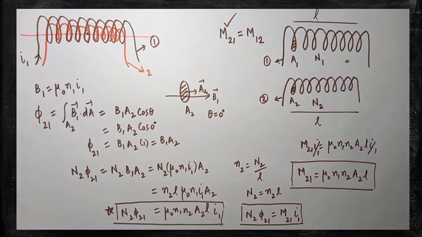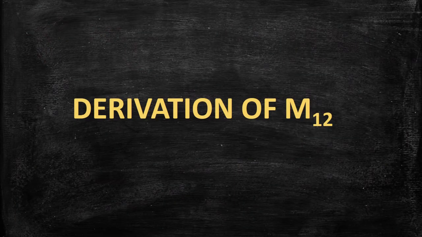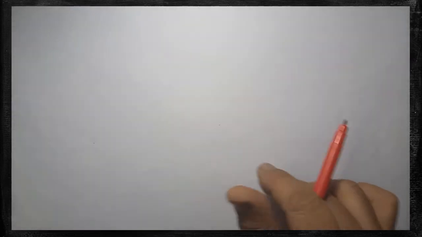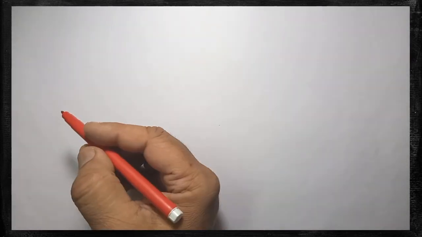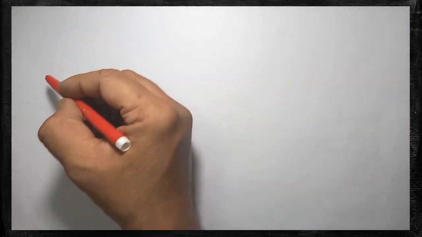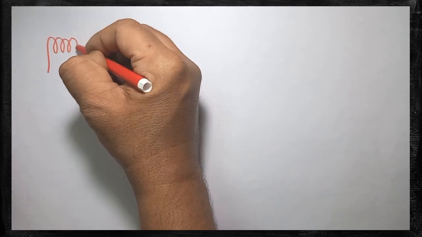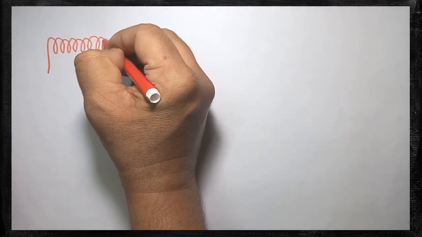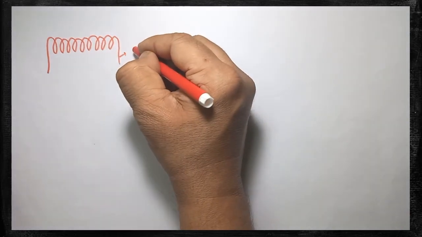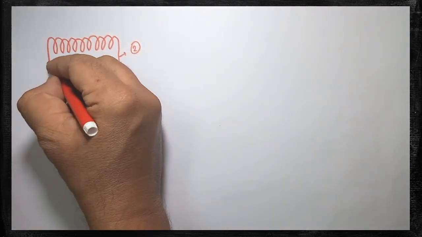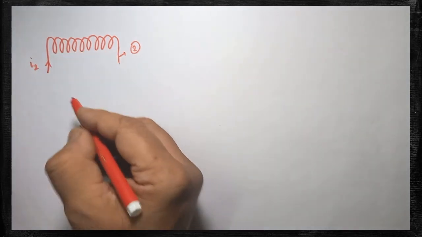Now we have found the expression for M21. Next we are going to derive the expression for M12. To calculate M12, the following procedure is to be followed. First I will draw the second coil. This is the second coil through which I2 amount of current is flowing.